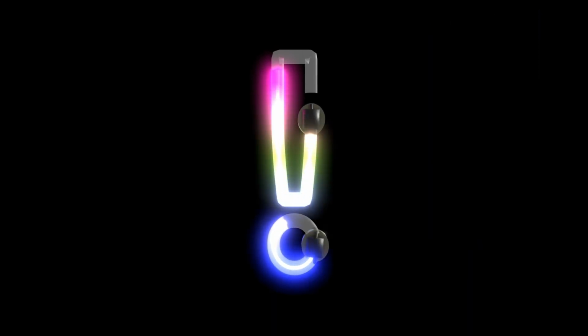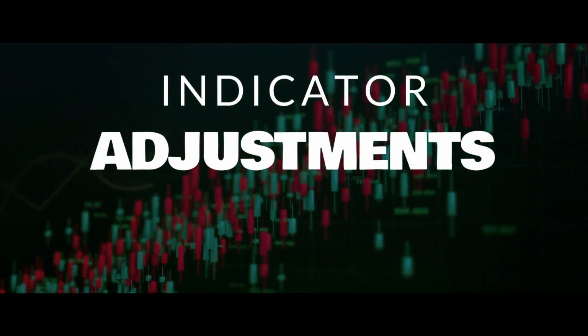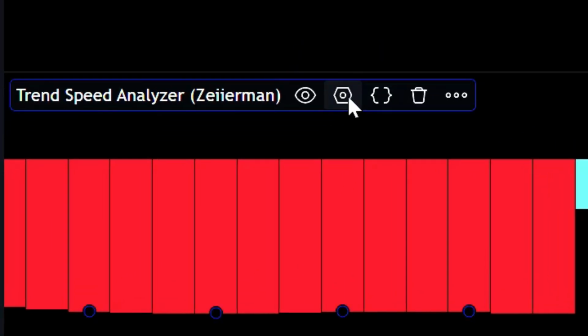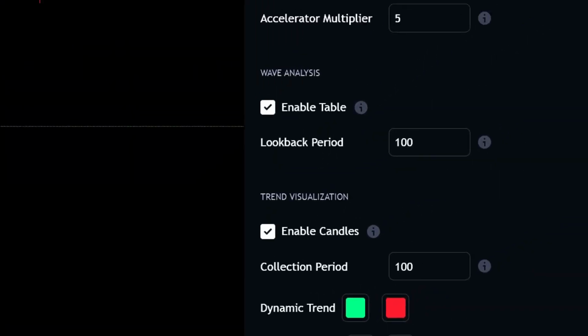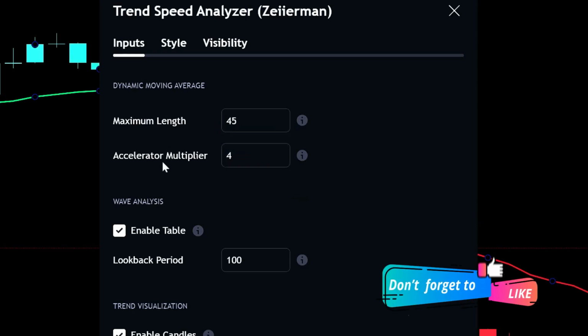Now, before we jump into using the trend speed indicator within this powerful strategy, there are a couple of key adjustments we need to make to fine-tune it for maximum financial gain. Let's head over to the indicator settings. In the input section, we're going to change the maximum length to 45. Next, we'll set the accelerator multiplier to 4.